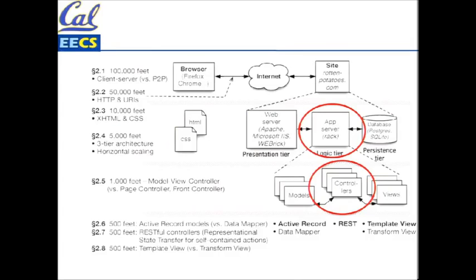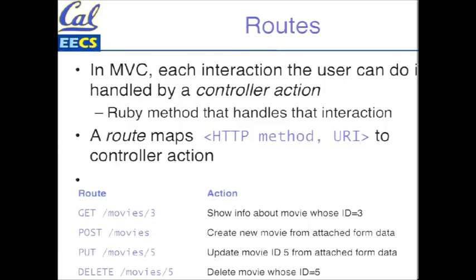Because in a model view controller app on the web, since each interaction the user can do has to be handled by some controller action, we need a way to figure out, for an incoming URI, what controller action is going to take care of that. In the Rails world, a controller action is just a method in a file somewhere. So given a URI coming in from somebody's browser, how do we figure out what file and what method will ultimately handle whatever the user wanted to do?